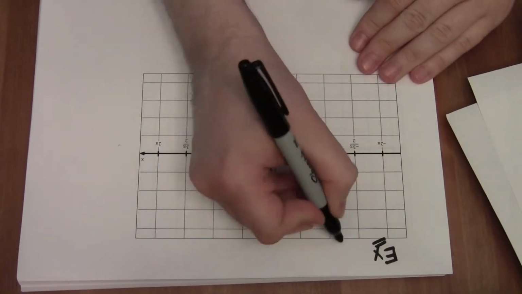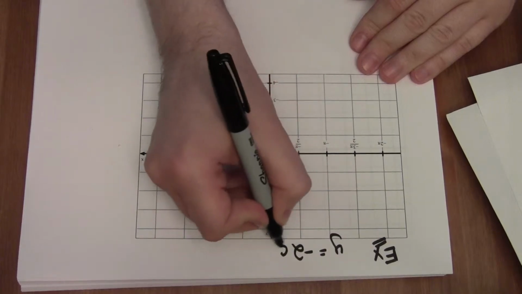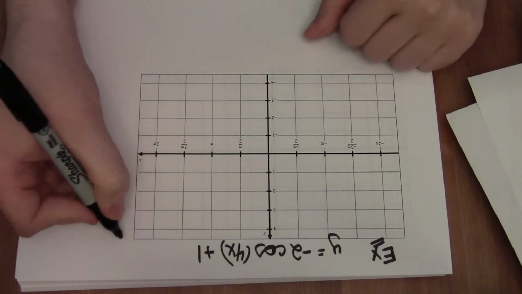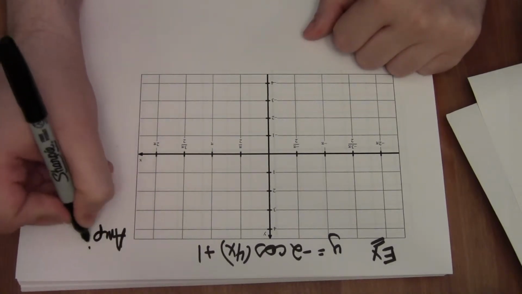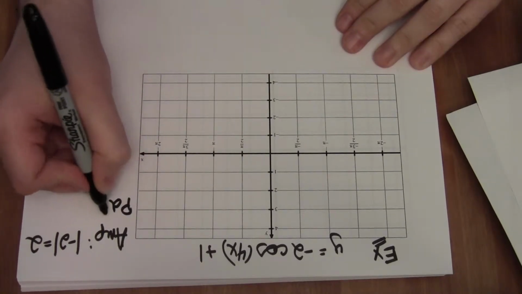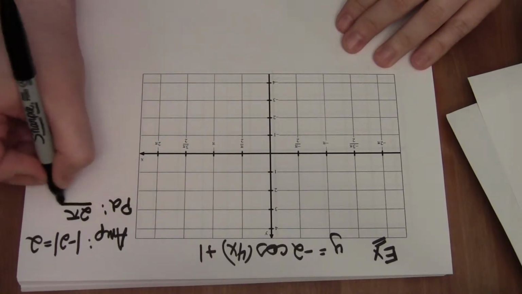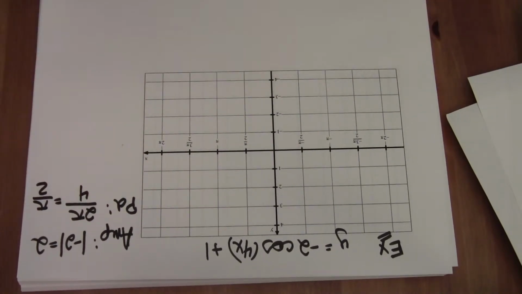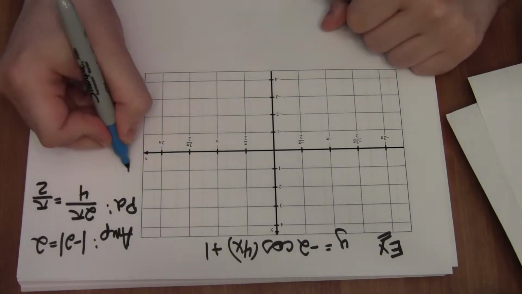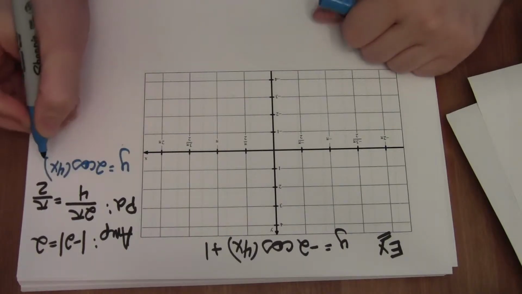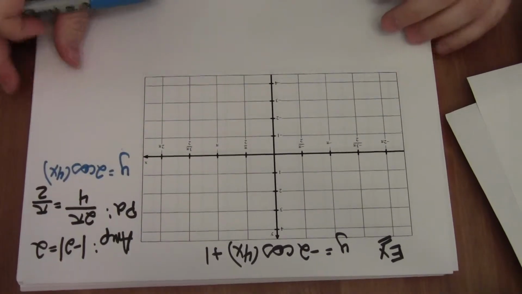Next, let's take a look at y equals negative 2 cosine 4x plus 1. My amplitude is the absolute value of negative 2, so positive 2. My normal period of a cosine is 2 pi, so 2 pi divided by 4. My period is pi over 2. Rather than trying to do this whole graph all at once, I'm just going to start from y equals 2 times the cosine of 4x. Then I'll apply the negative, then I'll deal with the plus 1.